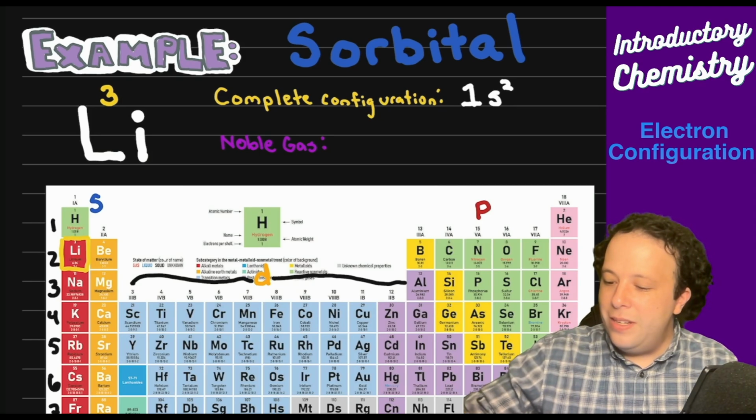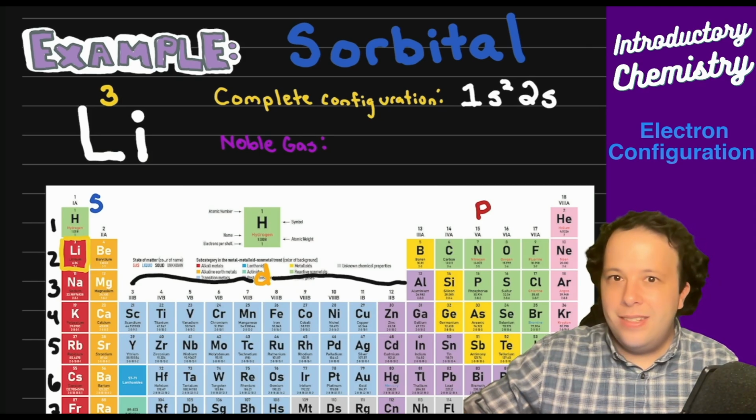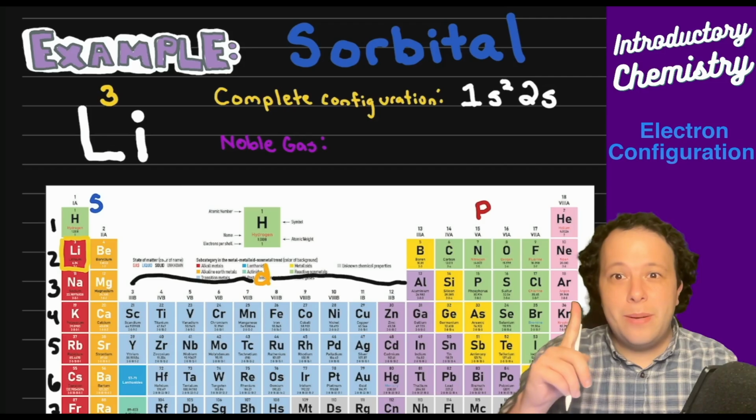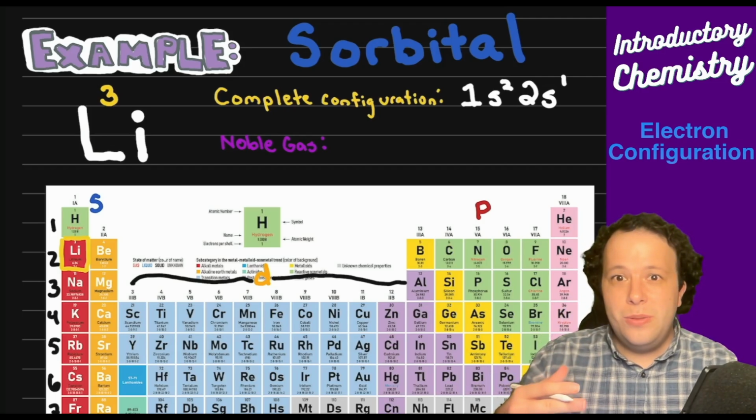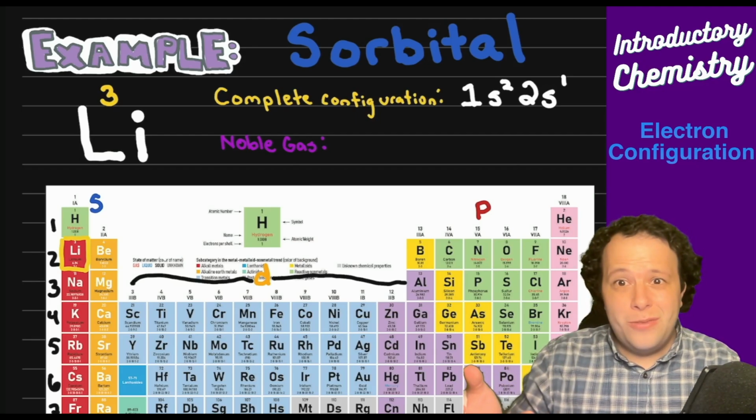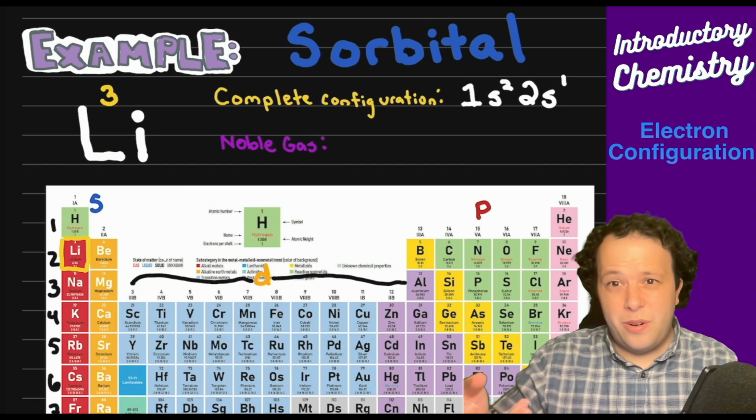So that's going to be our 2s. Now, where do you stop? Well, we're stopping at the first column, right where lithium is. So this is going to be 1s2, 2s1. That is all you have to do for your complete configuration of lithium. It gets pretty simple at first. It gets more complicated the farther we get down.